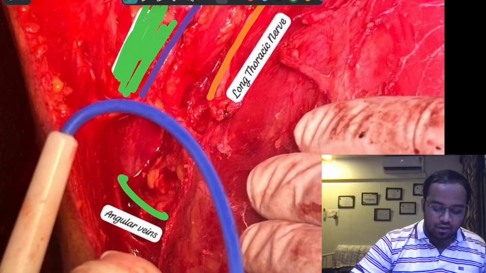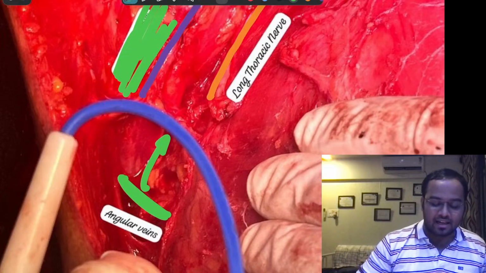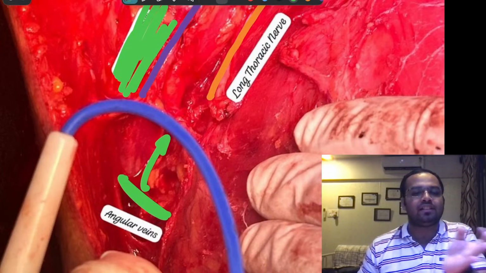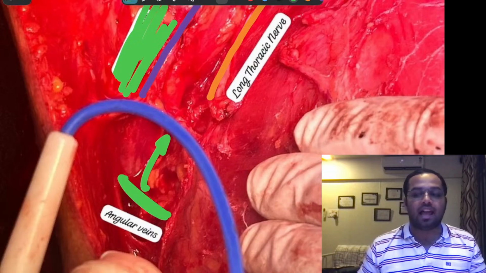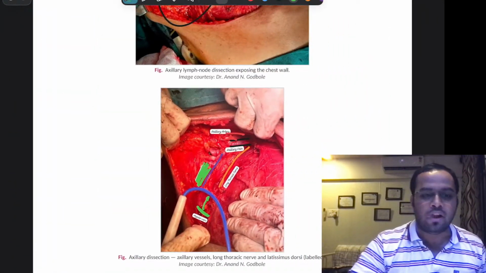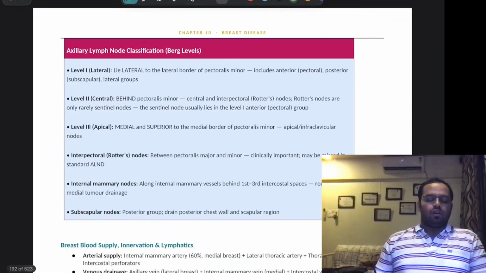So whenever these angular veins are going to lie more superiorly, your extent of resection is going to reduce. So never go beyond the angular vein. So this is going to be the resection of the axilla when you are going to operate on a patient of MRM. So level 1 lymph nodes.